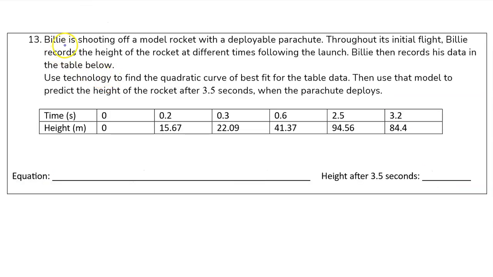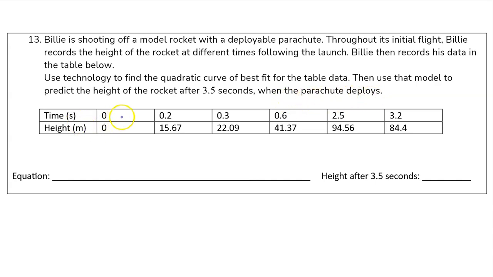Number 13. Billy is shooting off a model rocket with a deployable parachute. Throughout its initial flight, Billy records the height of the rocket at different times following the launch. Billy then records his data in the table below. Use technology to find the quadratic curve of best fit, the quadratic regression model, for the table data. Then use that model to predict the height of the rocket after 3.5 seconds, when the parachute deploys.